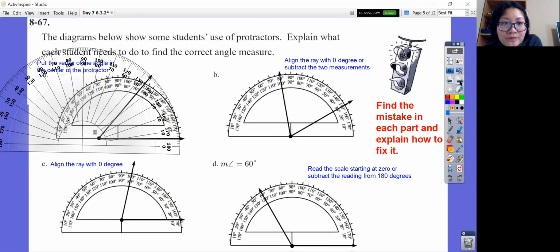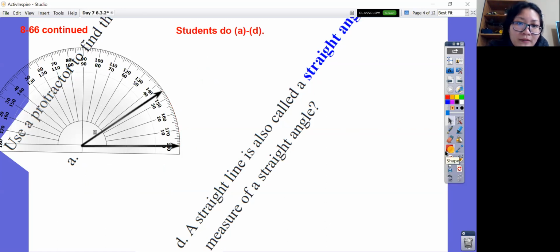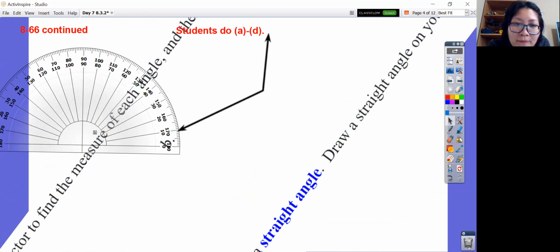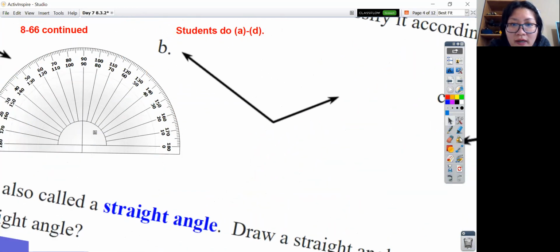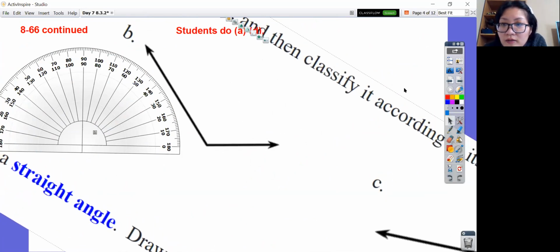Next, angle B. Same thing, I am going to rotate my angle B in a way that I prefer, so it's easier for me to read. Same thing, this is my vertex right here. My vertex has to match the center of rotation. So these two have to match. I'm going to match them up.